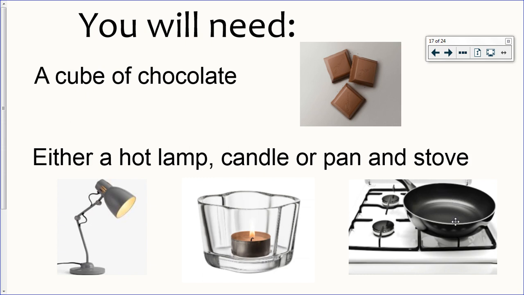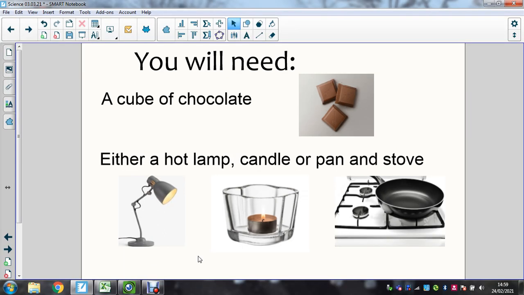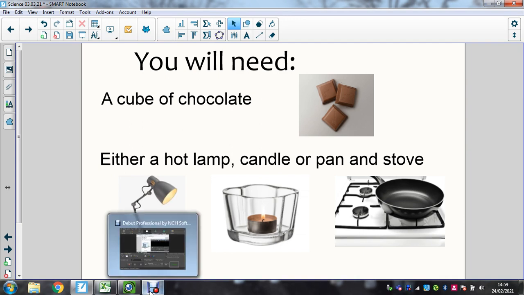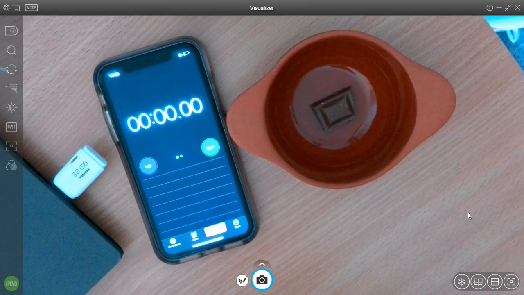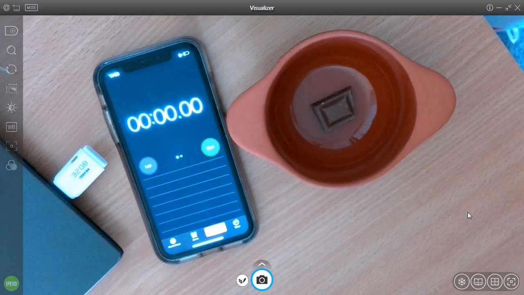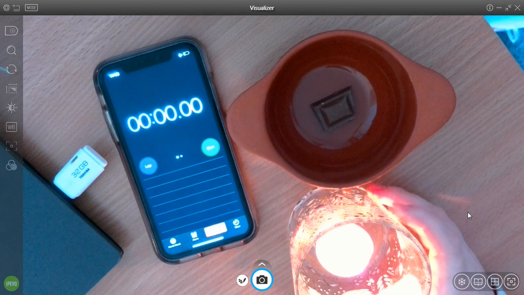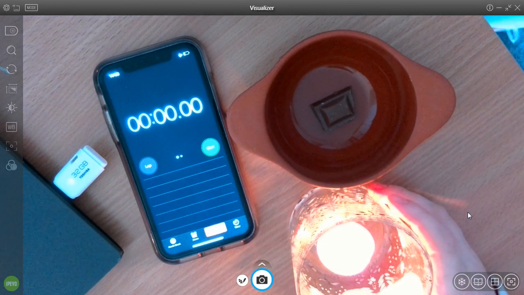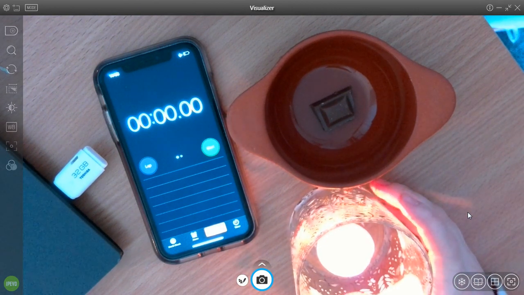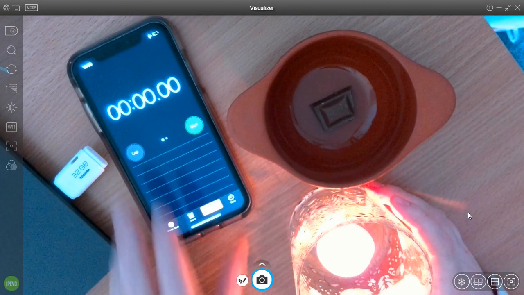Okay, so if you go and make sure that you've got all those things ready, and then I am going to model this using a candle, which I just need to be very careful with. There we go. Okay, my lamp doesn't get very hot at all because of the bulb I've got in it, so my easiest option here is to use a candle.